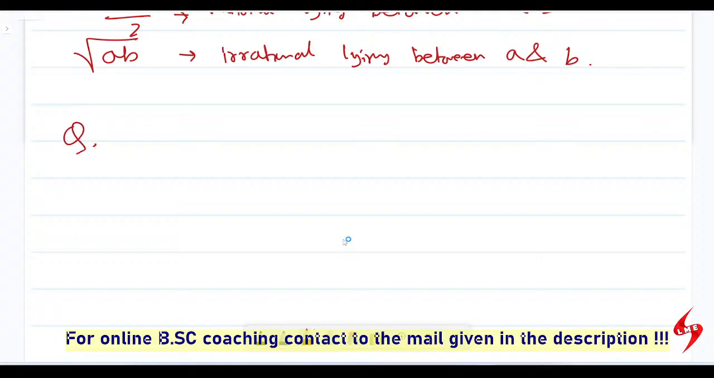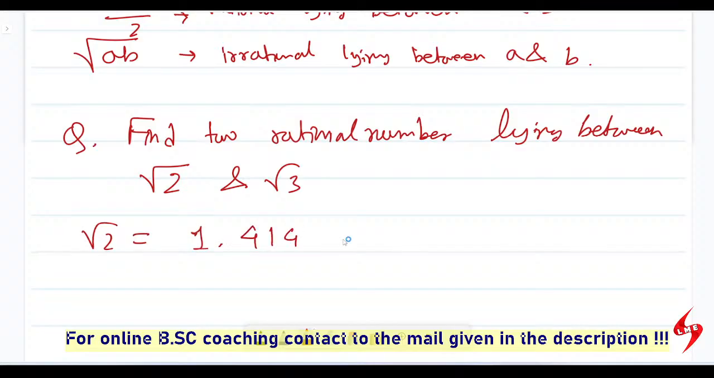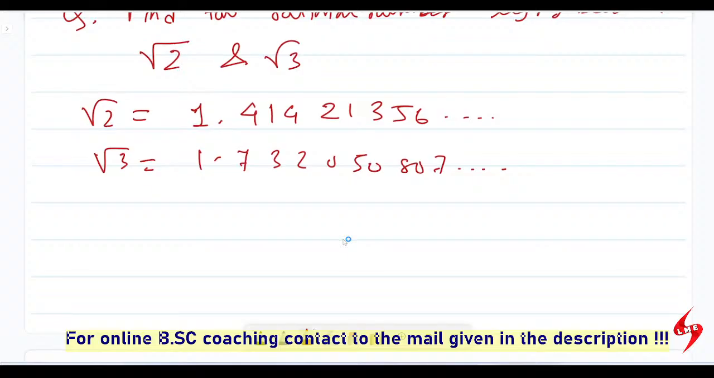Now this is your task. Find two rational numbers lying between root over 2 and root over 3, where root over 2 is 1.41421356 and so on, and root over 3 is 1.732050807. So I am ending this session here.